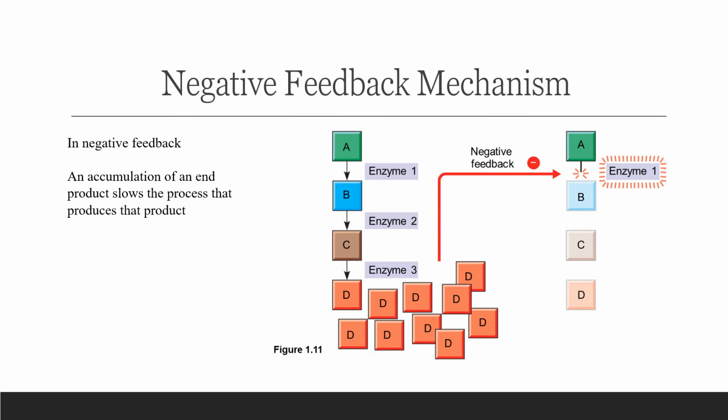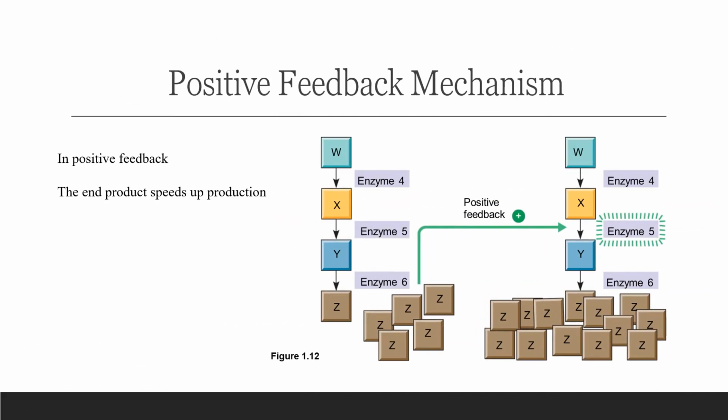So, in a negative feedback, an accumulation of end product slows the process that produces the product. Next, we have positive feedback mechanism. In this, the end product speeds up the production. Original effect of stimulus is enhanced by the output. Condition become extreme in this mechanism. For example, clotting of blood in response to injury or milk secreted by mother's mammary gland while suckling.